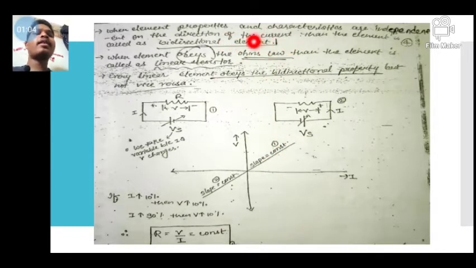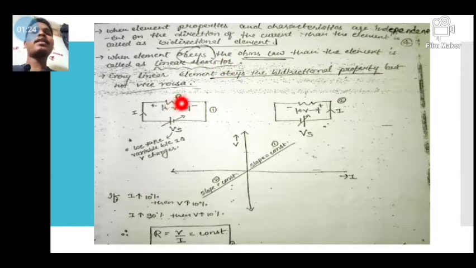This is directly proportional to the current, and it does not depend on the direction of the current, that is why its slope is constant. So the slope is constant here, so it is a bidirectional element. So our resistance is a bidirectional element. When an element obeys Ohm's law, then the element is called a linear element.